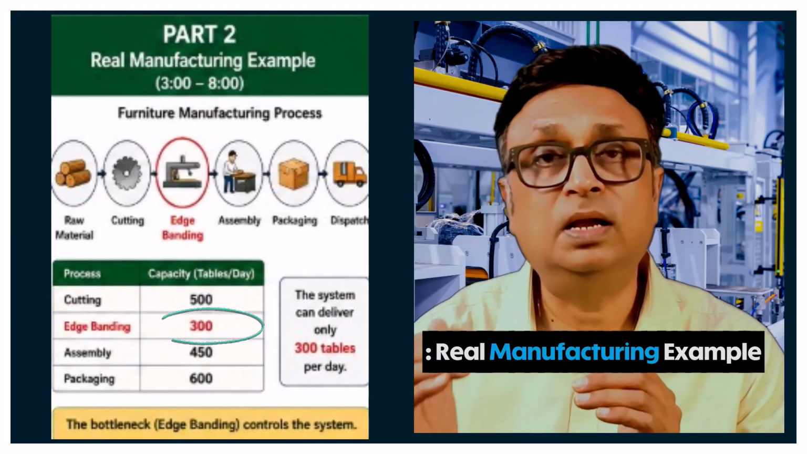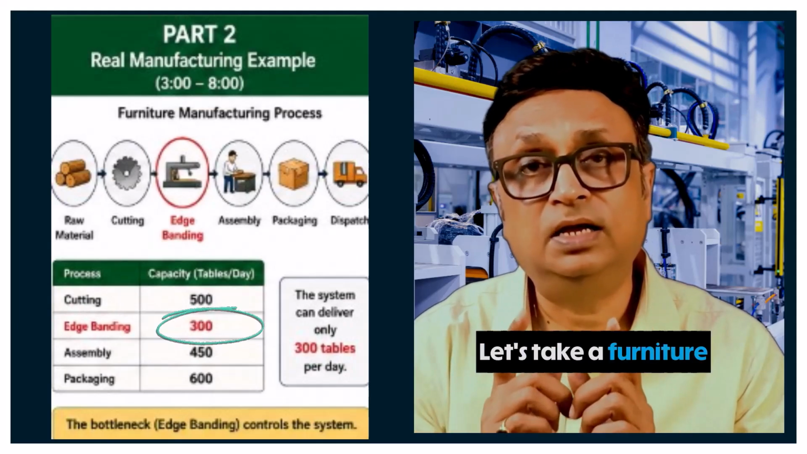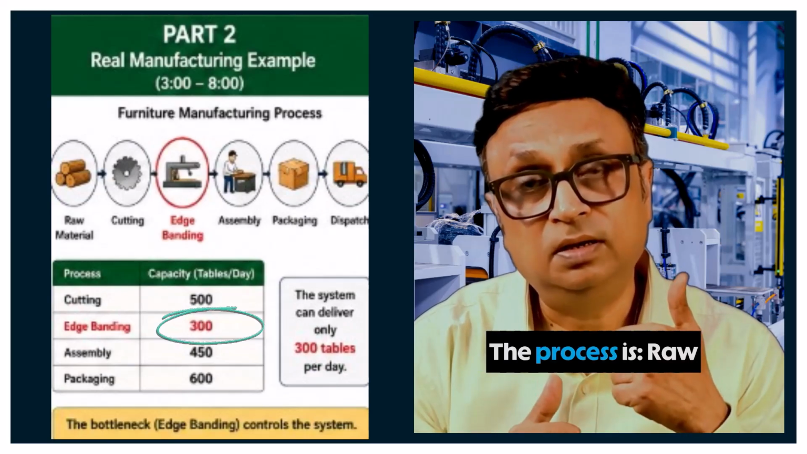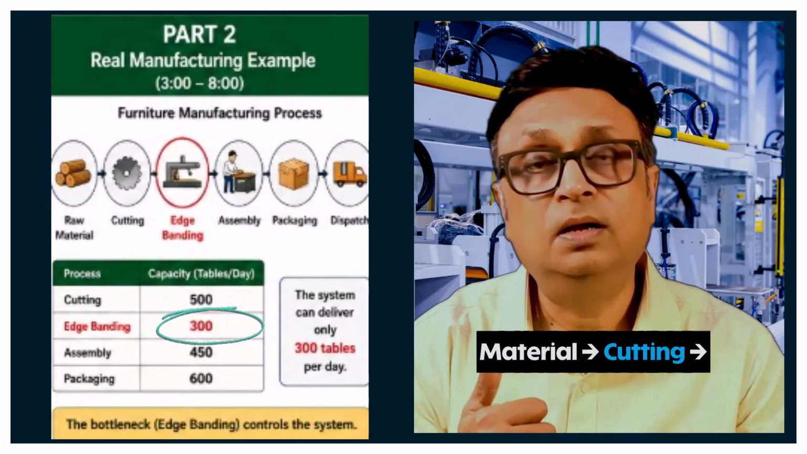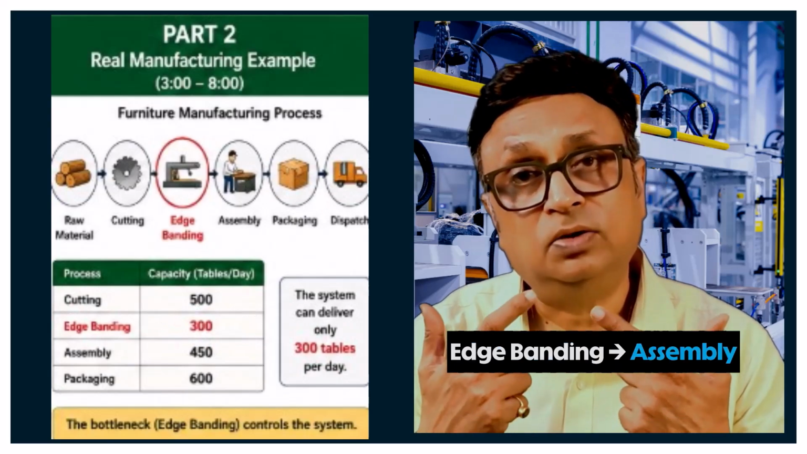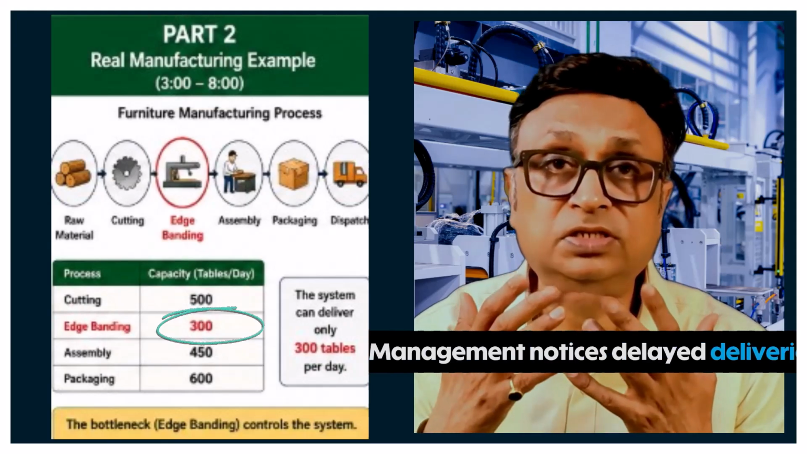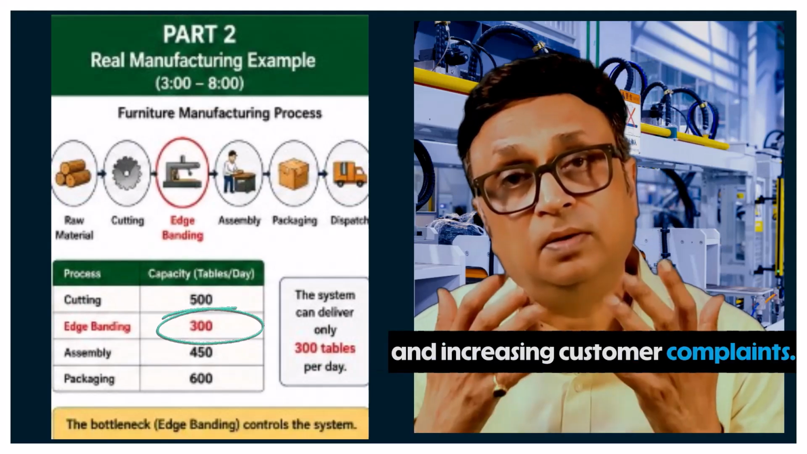Chapter 2: Real Manufacturing Example. Let's take a furniture manufacturing company. The company produces office tables. The process is raw material to cutting to edge banding to assembly to packaging to dispatch. Management notices delayed deliveries and increasing customer complaints.